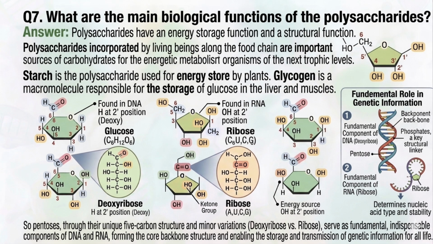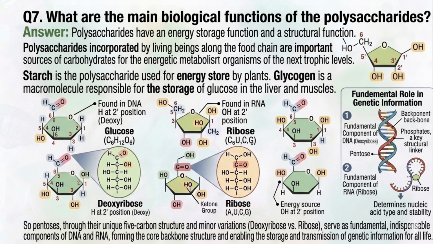Question number 7. What are the main biological functions of the polysaccharides? Answer. Polysaccharides have an energy storage function and a structural function. Polysaccharides incorporated by living beings along the food chain are important sources of carbohydrates for the energetic metabolism of organisms of the next trophic levels.